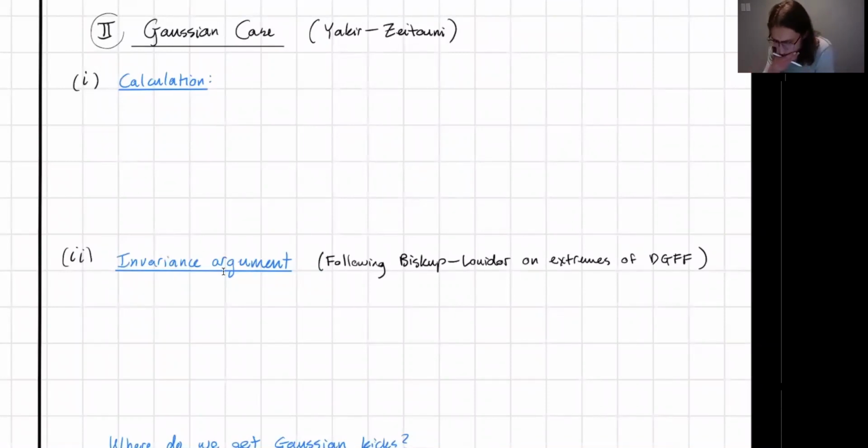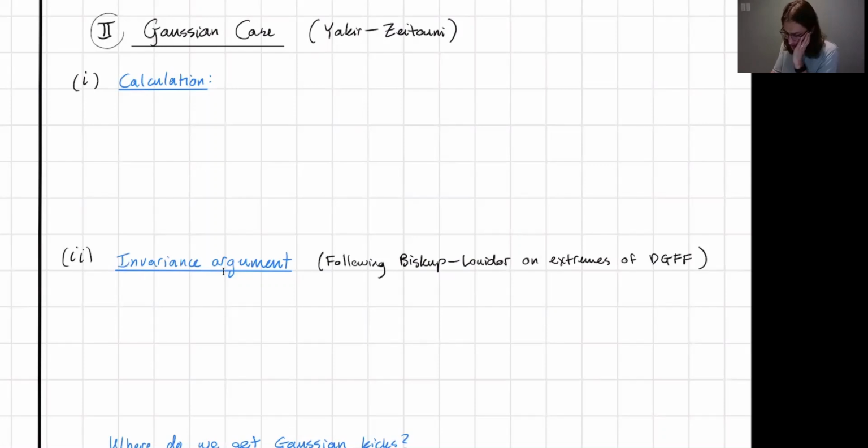Now I'll talk about how we argue that this is a Poisson point process, and first I'll talk about the Gaussian case. This is just to say a bit about this argument of Yakir and Zeitouni. It's a really neat argument, and I'll just give a very quick sketch of the ideas. We want to show this is a Poisson point process of the appropriate intensity.